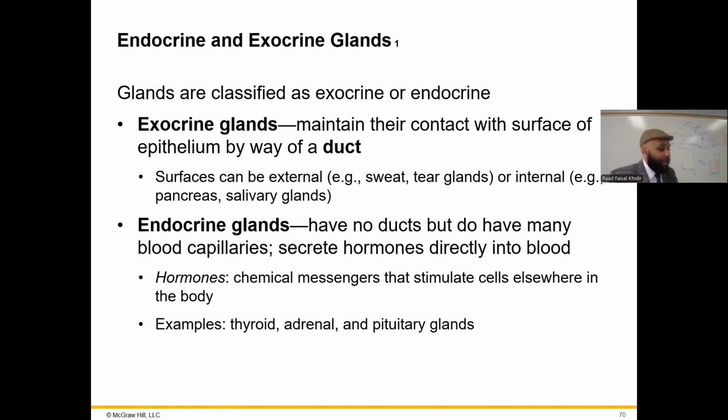So let's look at the pancreas. The pancreas is a two-in-one. It's very interesting how the pancreas is a two-in-one. It is an exocrine gland and an endocrine gland. Two-in-one.